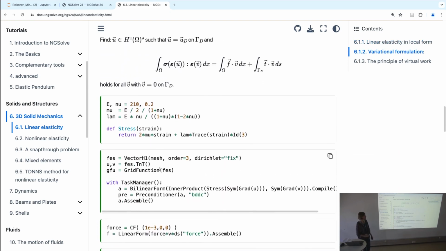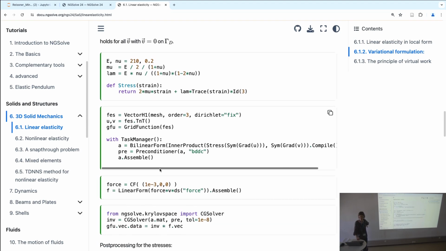We want to do now an implementation in NGSolve for this bilinear form, for this problem. So we have some values for the material, Young's modulus and Poisson ratio, or rather we use the Lamé constants, which are equivalent. And then what do we need? We need the stress tensor as a function of strain. In linear elasticity, we assume that the stress depends linearly on the strain tensor. This linear relationship is put here as a Python function.